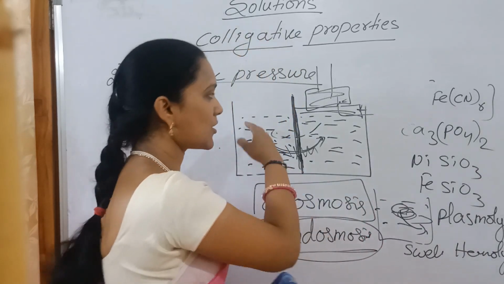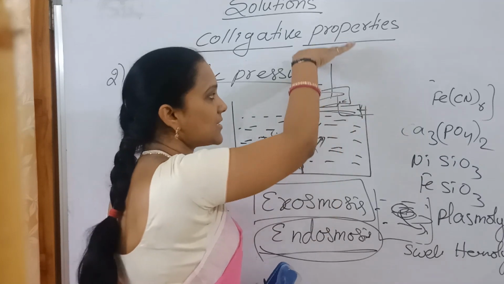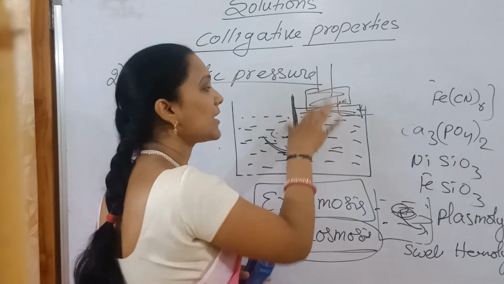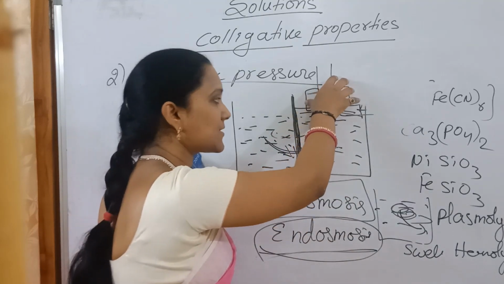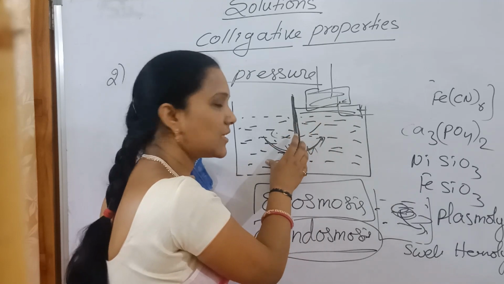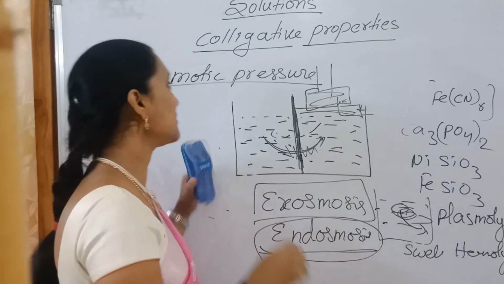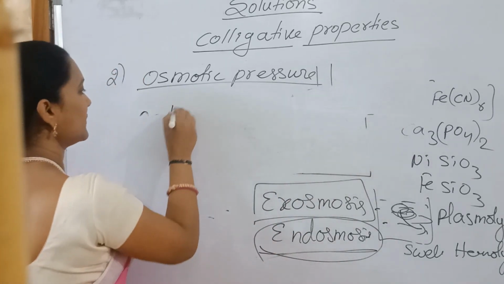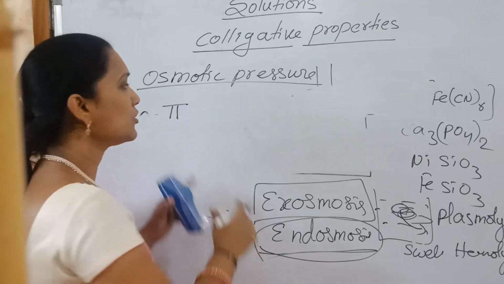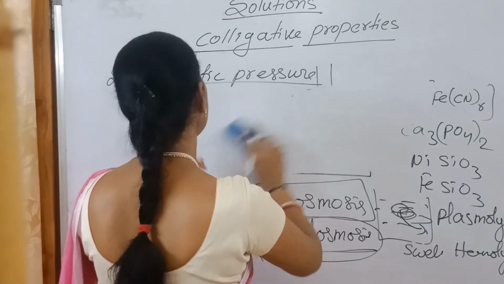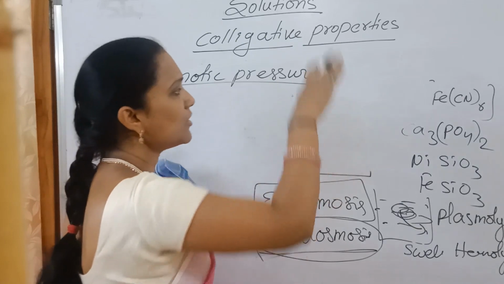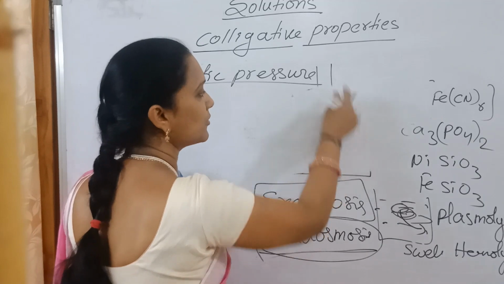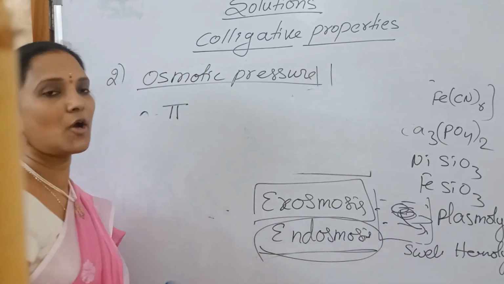Very simple. Osmosis takes place in this solution. Just apply some pressure and the flow of solvent stops; osmosis is stopped. So the pressure exerted on the solution to stop osmosis is the osmotic pressure. It is represented by pi. Two sides of solutions are there; flow is from dilute to concentrated. On the concentrated side we apply pressure, because flow is from here to here, so we should apply it on this side. That pressure is the osmotic pressure.